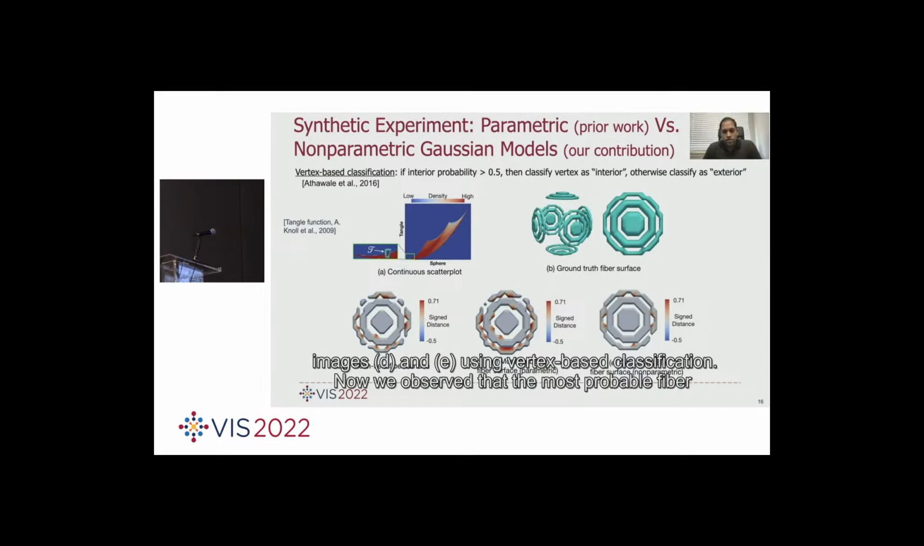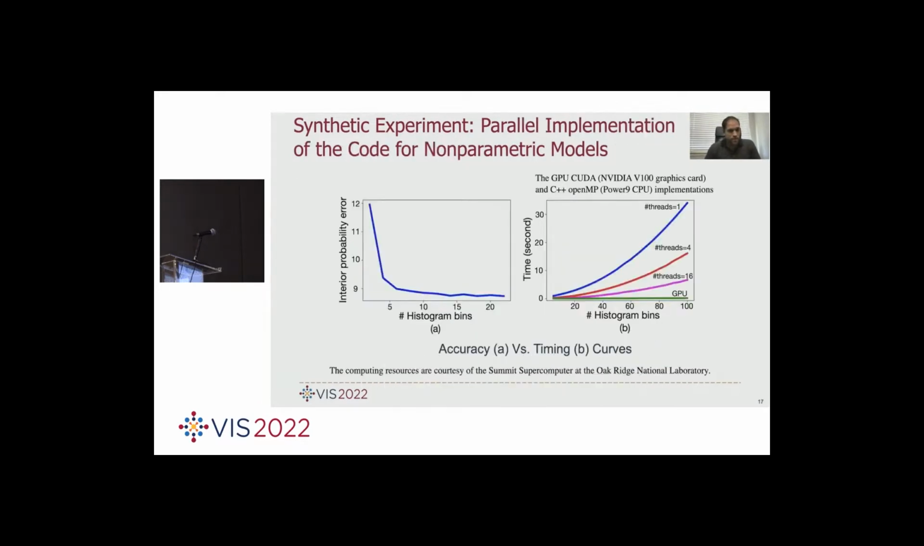Now, we observed that the most probable fiber surface for the non-parametric assumption provided the highest accuracy of reconstruction, which is evident through the color-mapped signed distance as well as the hexagonal disk in the center, which is nicely reconstructed for non-parametric noise when compared to the other statistical models. We also have quantitative results, but for that please refer to our paper.